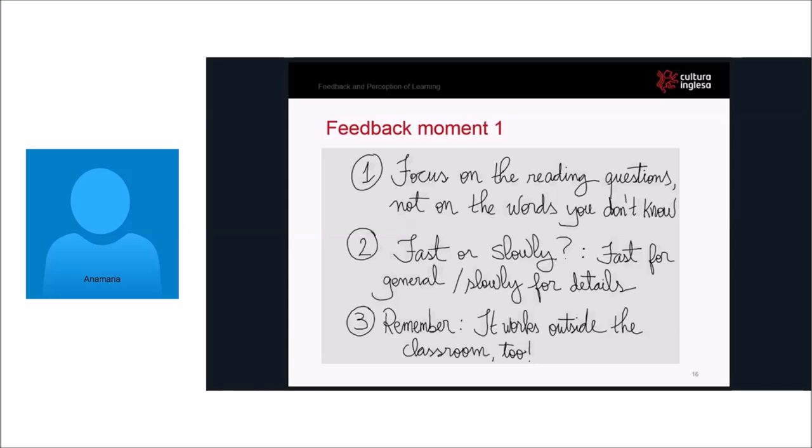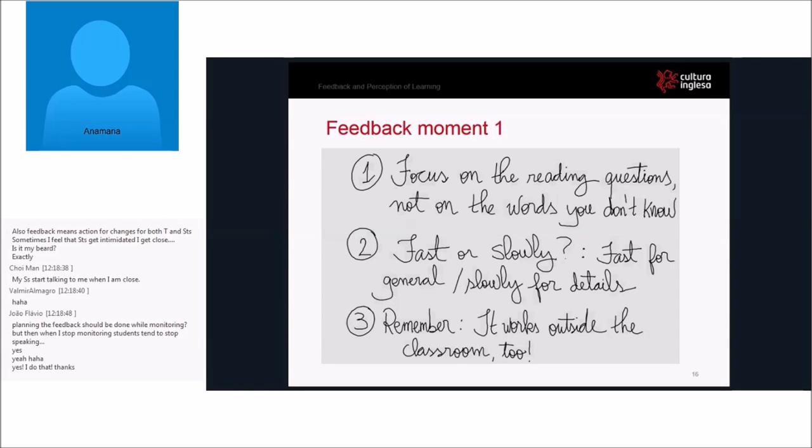Number 1, focus on the reading questions, not on the words you don't know. Number 2, fast or slowly? Fast for general, slowly for details. And number 3, remember, it works outside the classroom too. So I'm organizing the ideas, my ideas, their ideas, and I ask them to copy because they need this for further reference. So copy in your notebooks.